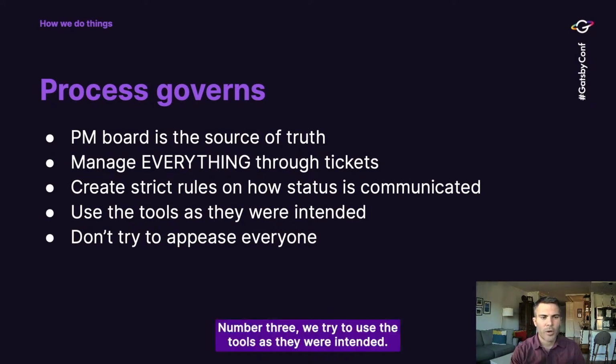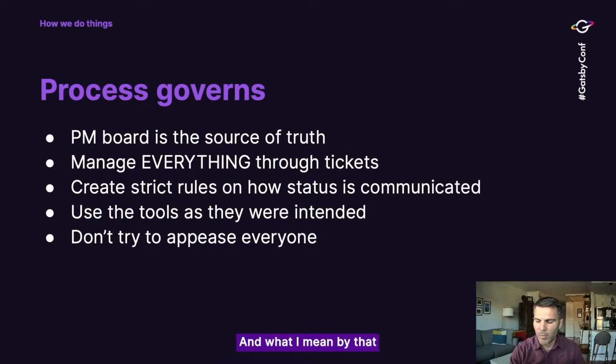Number 3, we try to use the tools as they were intended. And what I mean by that is with the flexibility of modern tool sets, it's very easy to really have everything integrate into everything else. And what we find is that when you do that, you lose that one source of truth mentality. And really by using the tools in their base fashion and only integrating when it's 100% necessary, it alleviates a lot of the problems that very tight integration will have.